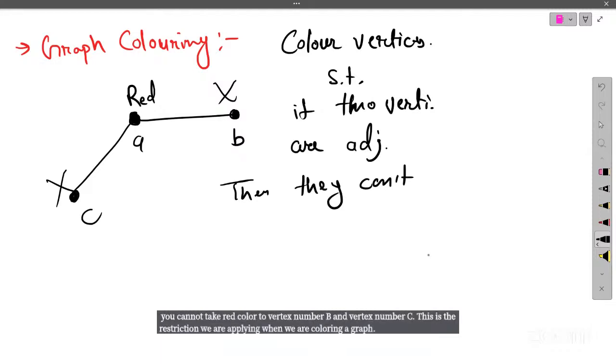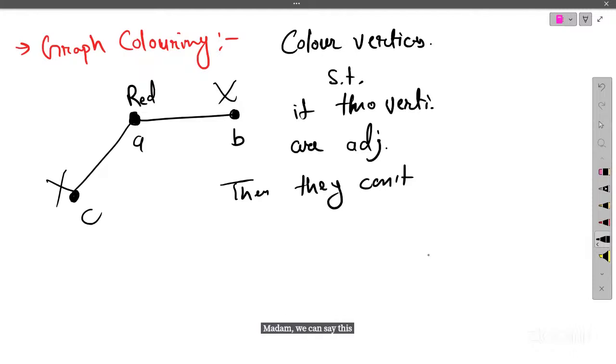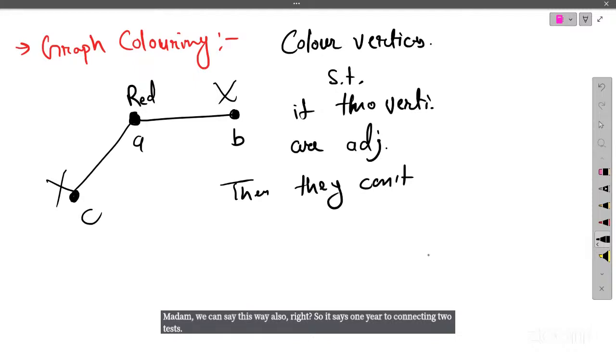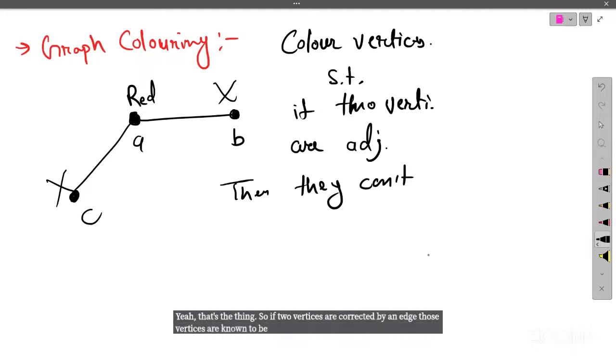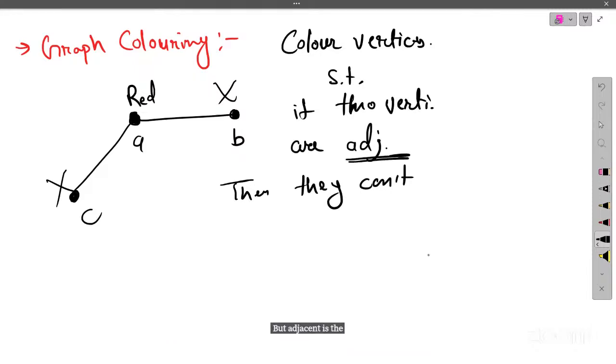Madam, we can say it this way also, right? If one edge connects two vertices, then they are adjacent. Yeah, that's the thing. If two vertices are connected by an edge, those vertices are known as adjacent vertices. Adjacent vertices or neighbor vertices, whatever you want to say, but adjacent is the standard term used in graph theory. Ma'am, what is a planar graph and a non-planar graph?